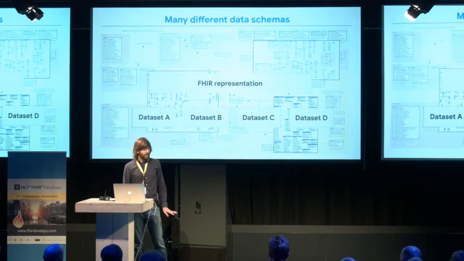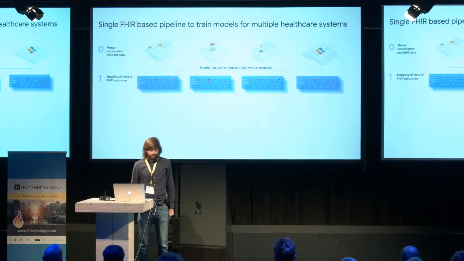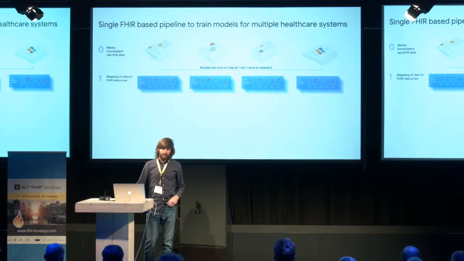And FHIR was clearly the natural representation here. We looked at a bunch of other things in the beginning as well, but pretty quickly we settled on FHIR and trying to make FHIR work. And that's proven to be a good decision. And so roughly, how does that work?